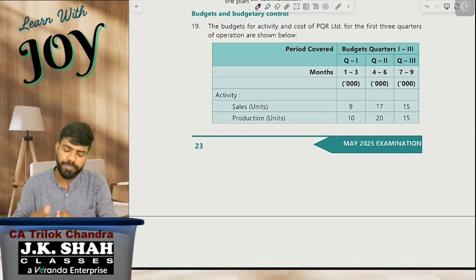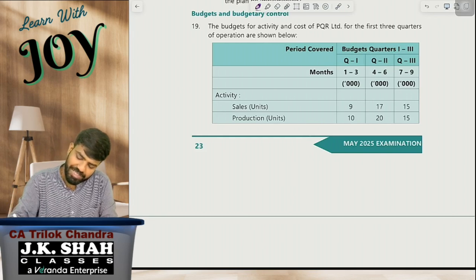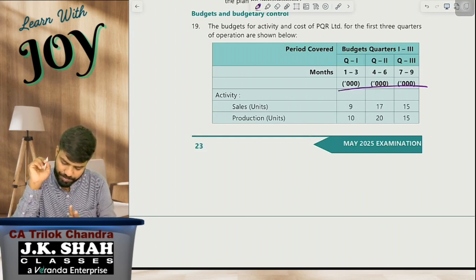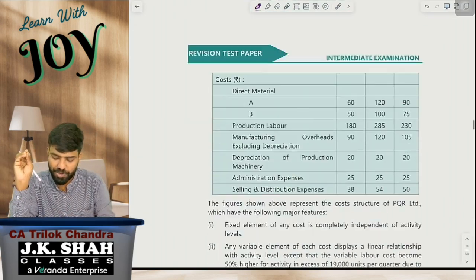Look at the question. The budgets for activity and cost of PQR Limited for the first 3 quarters of operation are shown below. They are given 3 quarters: quarter 1, quarter 2, quarter 3. Months are 1 to 3, 4 to 6, 7 to 9, and everything is in thousands. They gave activity: sale units 9,000, 17,000, 15,000; production units 10,000, 20,000, 15,000.